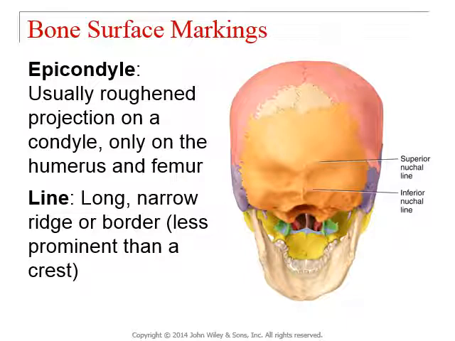We'll often find lines as well, which will be long, narrow ridges or borders, less prominent than a crest, but fairly close to it. Here we see a nuchal line, both superior and inferior, on the occiput. This is the posterior portion of the skull. We also find these on the posterior portion of the femur. We also find other long bones here and there, mainly for a very long, very broad muscle attachment.